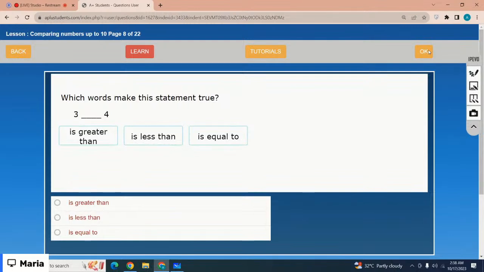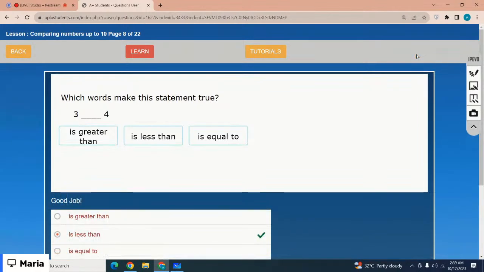Which words make the statement true? The correct option is 3 is less than 4, right? Because when you're counting, 3 comes before 4.